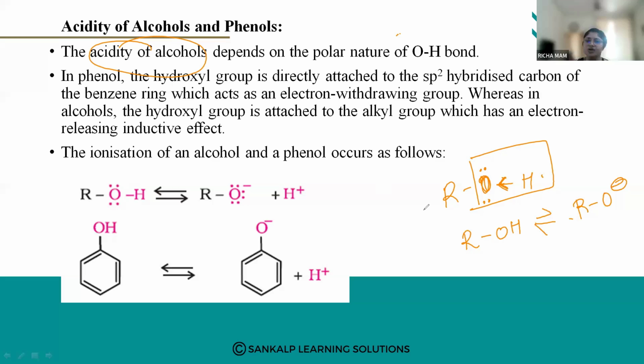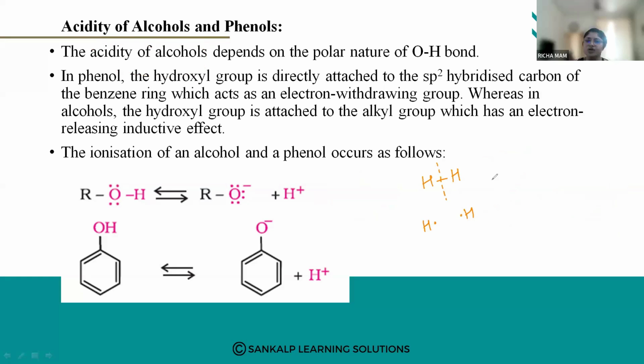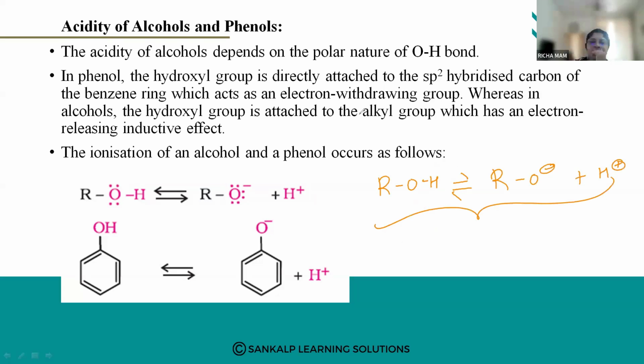Now, what do you mean by homolytic cleavage? Suppose you have the same atoms, so the distribution of electrons is equal. This is called homolytic cleavage. Heterolytic means unequal sharing of electrons takes place. So whenever alcohols are there, they will undergo heterolytic cleavage. Understood? Okay.